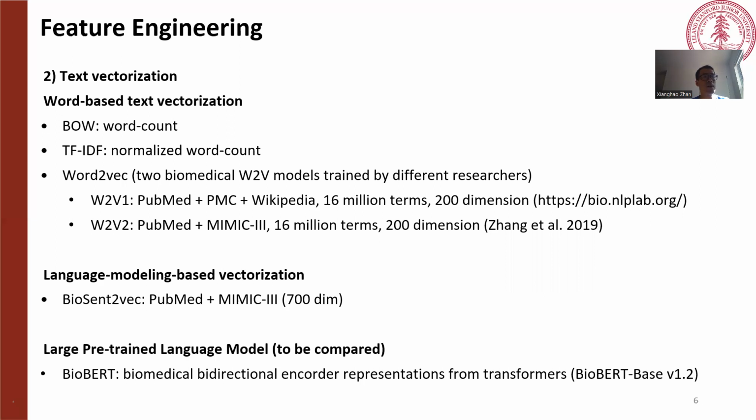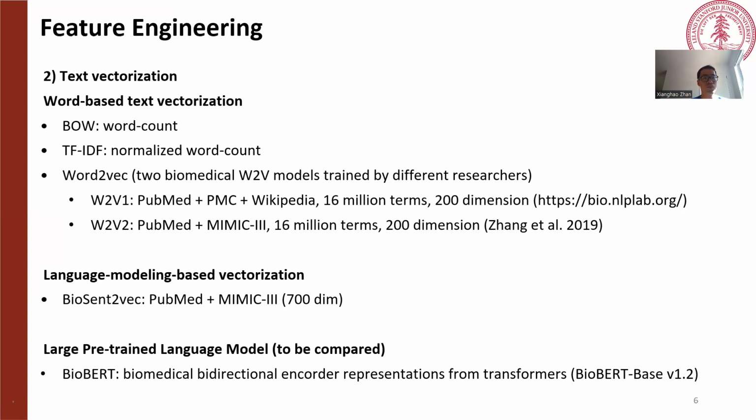And finally, to compare the simpler vectorization models with the very popular large pre-trained language models nowadays, we also performed the modeling on BioBERT, which is the biomedical Bidirectional Encoder Representations from Transformers. Here we use the BioBERT base version 1.2 as a comparison, to see whether the simpler model or the more complex model will perform better.